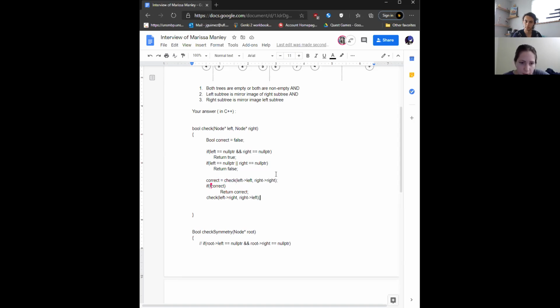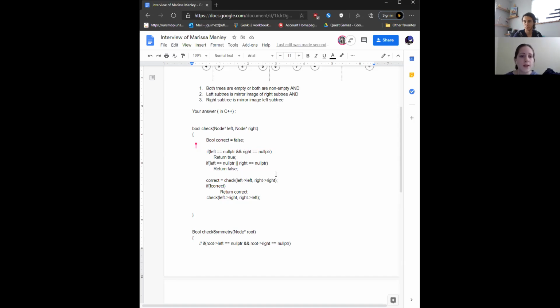So yeah, what happens is, let's just say we start with this example. What I've done is check left and right. If left exists, it does, and right exists, it does, and neither of them are wrong. But these are checked. Correct equals check left and check right.